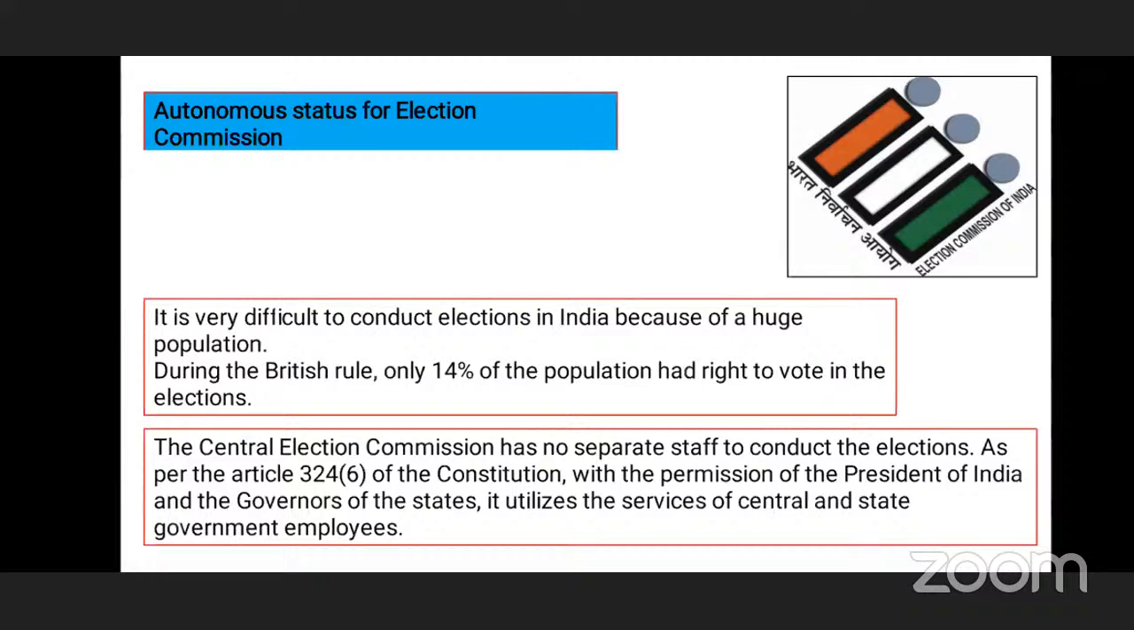Without the prior permission of the Central Election Commission, no major decisions can be taken. Only the Election Commission controls the central and state government employees. There are no transfers, no promotions by the government. Look at this picture, Election Commission of India. It is the official logo of the Election Commission of India.